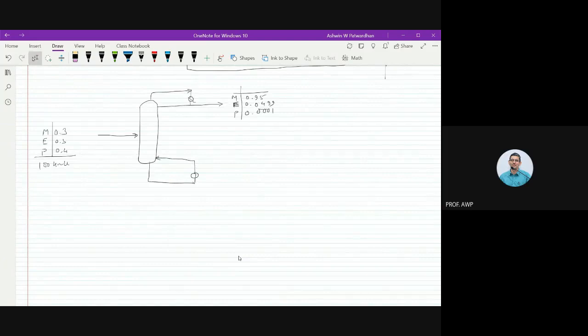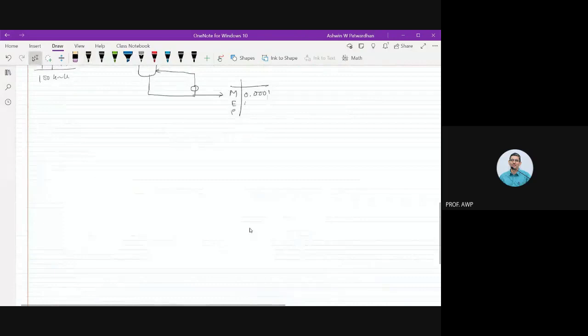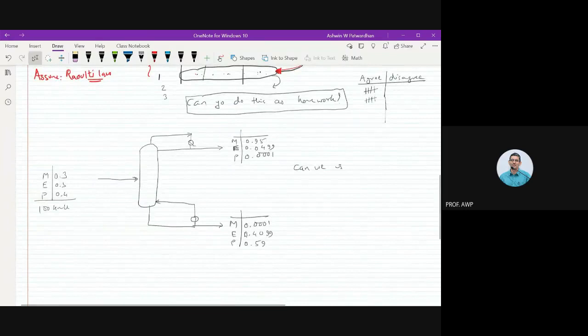And at the bottom of the column, methanol 0.0001, ethanol 0.4099, and propanol 0.59. Now, can we use an NRTL model and do the same plate by plate calculations? Keep, let's say, the reflux ratio R equal to 5, just some value, I don't care what the value is right now. Can we do plate by plate calculations, starting from the bottom?